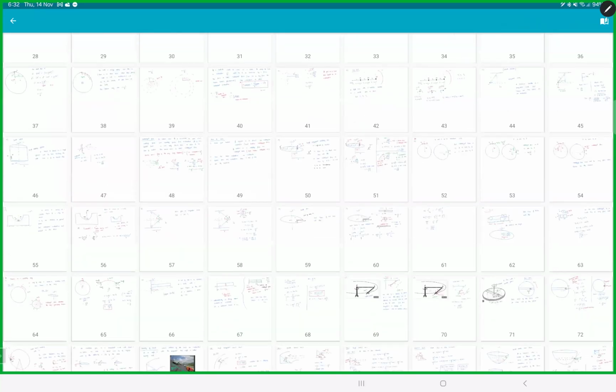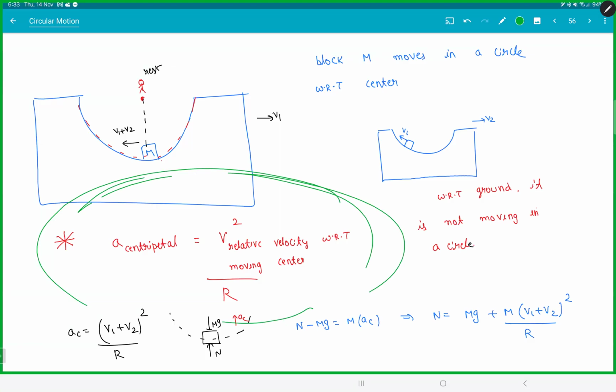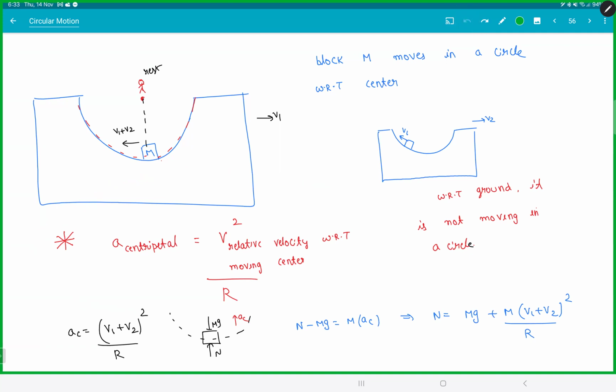Page question 17. The person who thinks it is going in a circle is the wedge. So when you stand on the wedge, you think it is going in a circle. So the speed must be with respect to the wedge. It is not the velocity in the ground frame there. Quite an important one. A centripetal is V relative square, with respect to the center, by R. I will put that there to check it out.